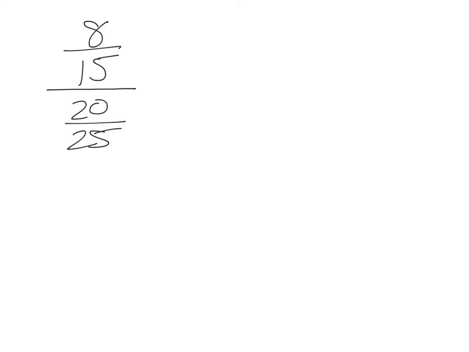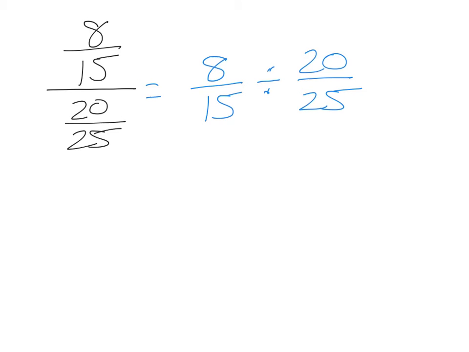Alright, let's see what you got for your answer. If you set it up right at the beginning, you would have gone 8/15 divided by 20/25. Then you would have written this as a same change. I would have kept the first fraction the same, changed division to multiplication, and changed the second fraction into its reciprocal. Just flip it on over.